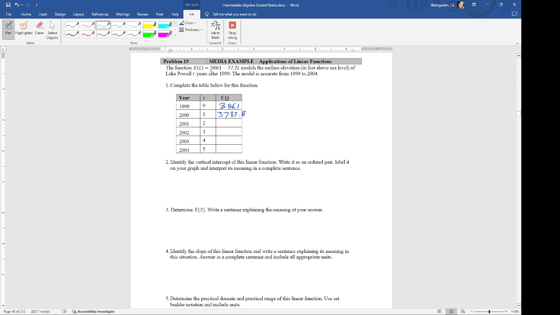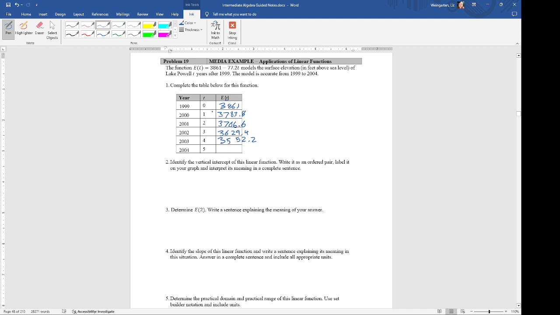In year 2, 3,861 minus 77.2 times 2 gives us 3,706.6. In year 3, we're plugging 3 in for t, and we get 3,629.4. In year 4, we're plugging 4 in for t, and we get 3,552.2.